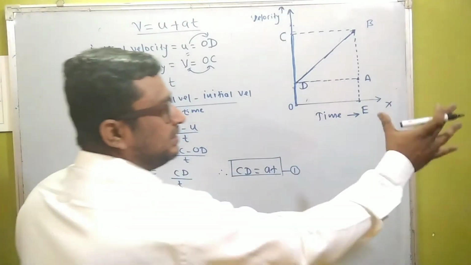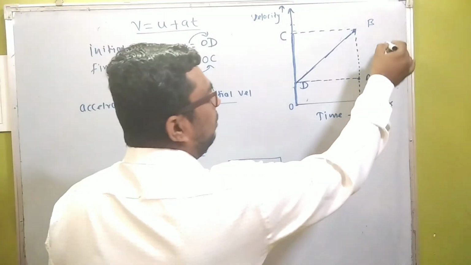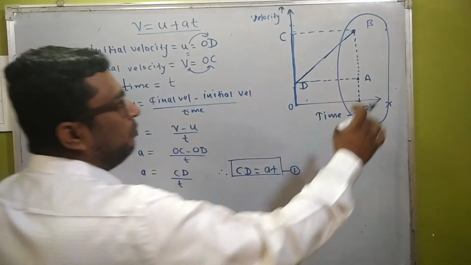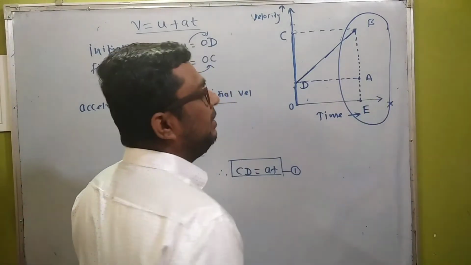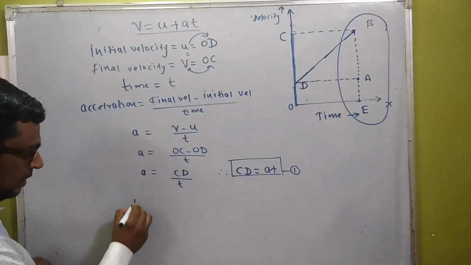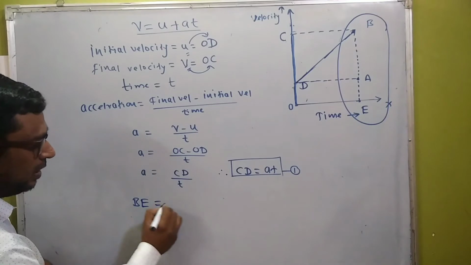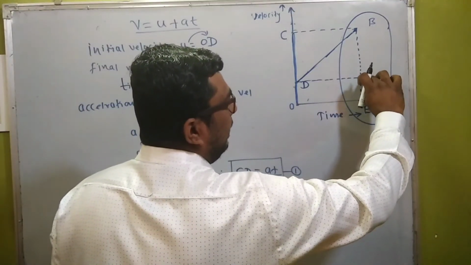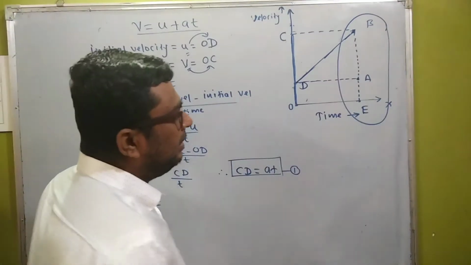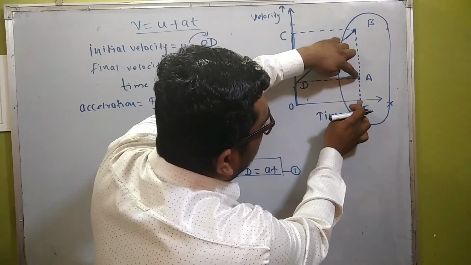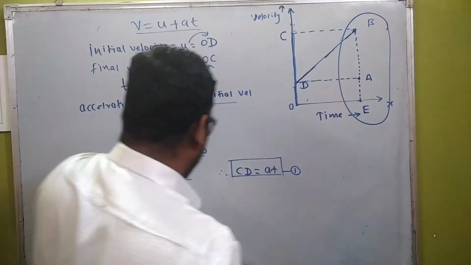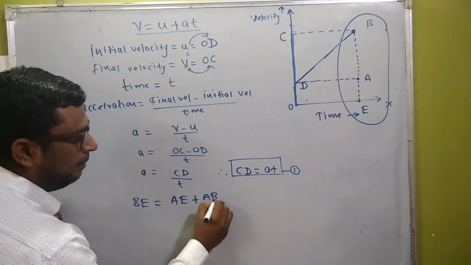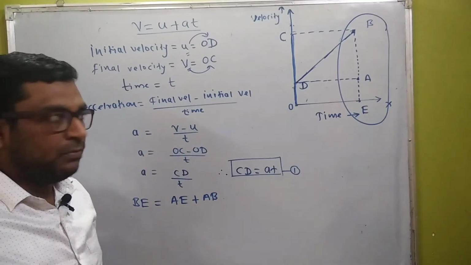Now we will go a little to the right side, and on the right side we consider this value. Here we design the value of BE. After all this, what is BE? BE is nothing but AE plus AB. Am I right? This BE is nothing but AE plus AB. This is the first concept.